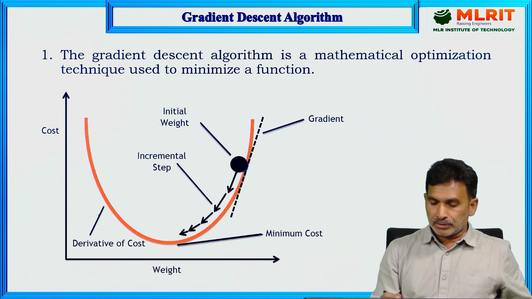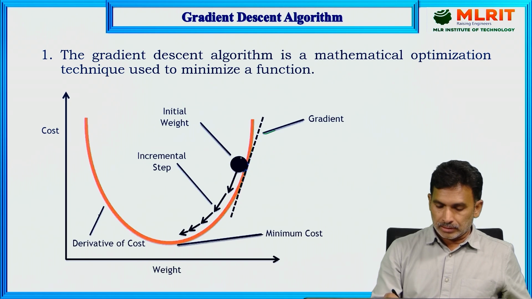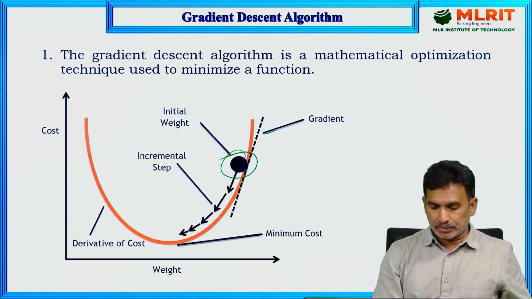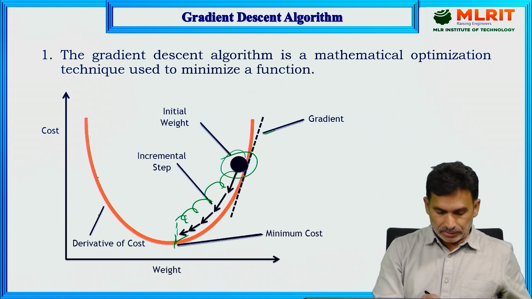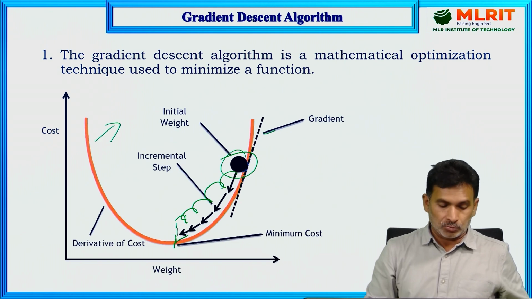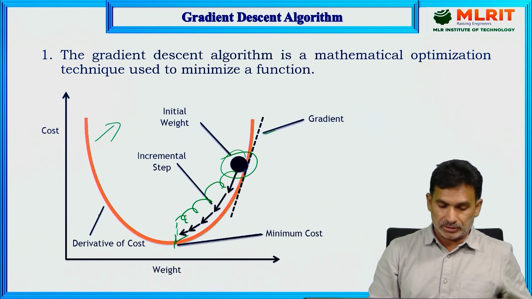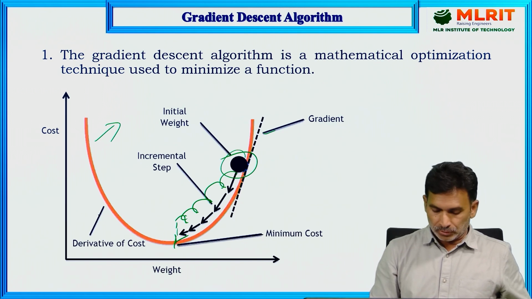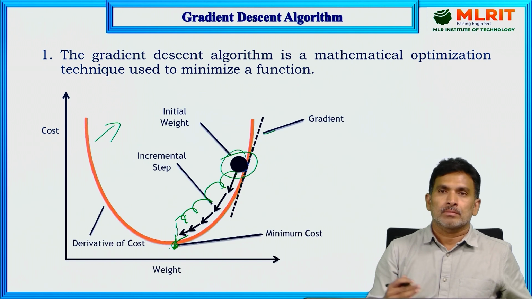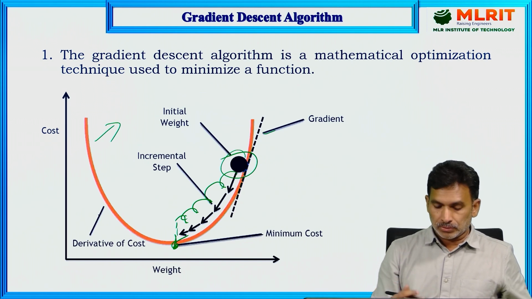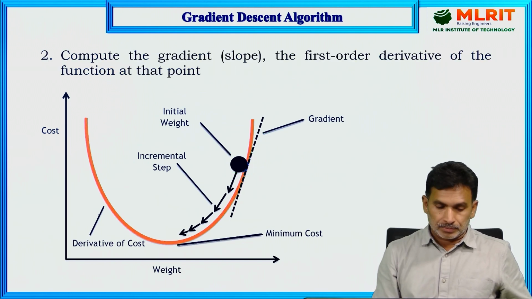So here you can see this gradient, and the initial weight would be selected, and then we take incremental steps to reach this weight. This line represents the derivative of the particular cost function. So the minimum cost is this one. We have to keep on updating by using this derivative till we reach this.